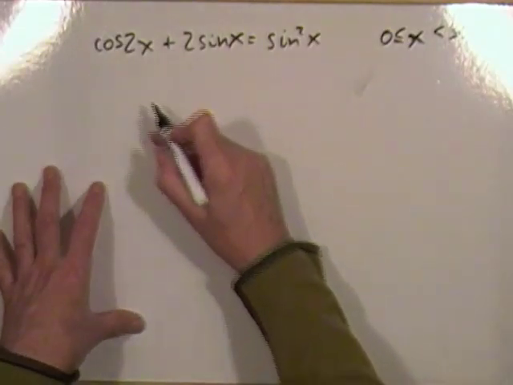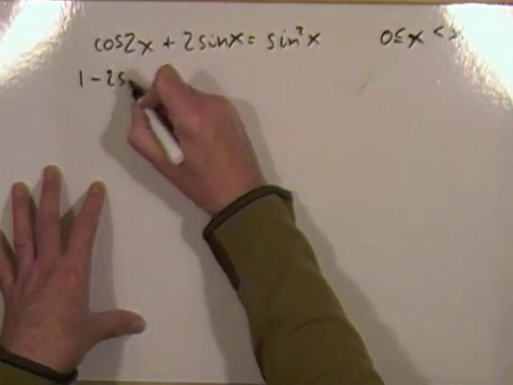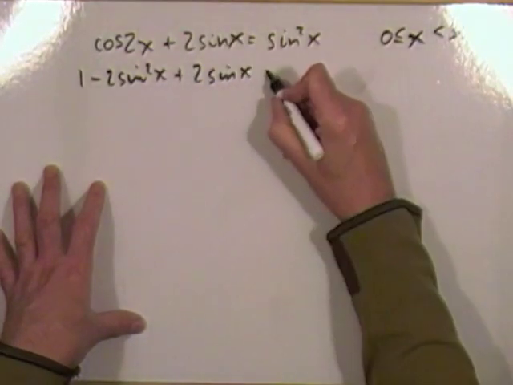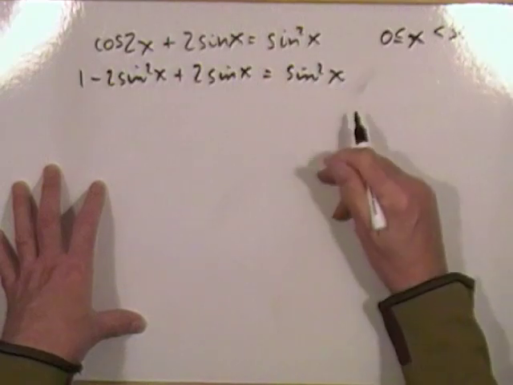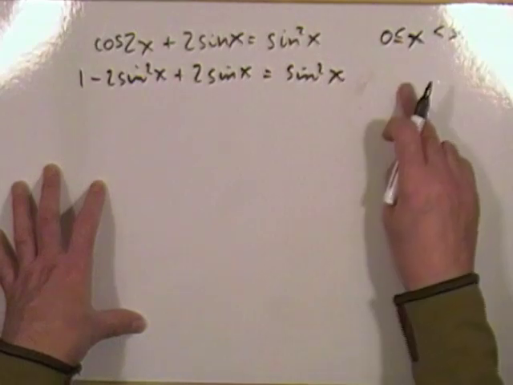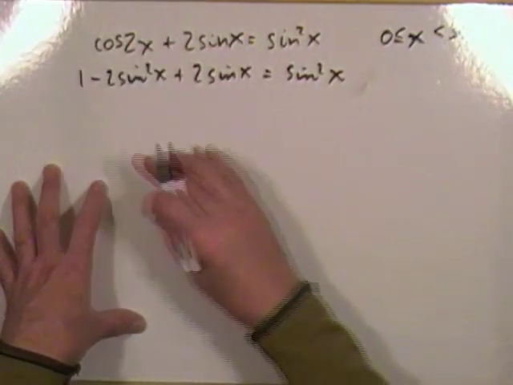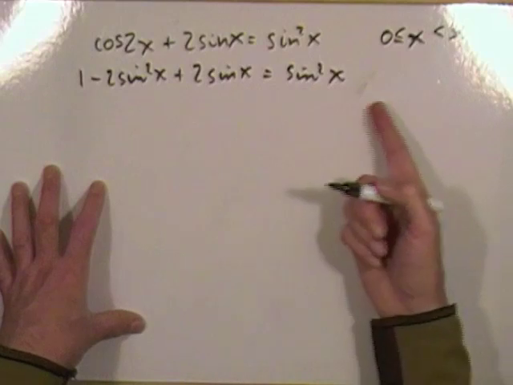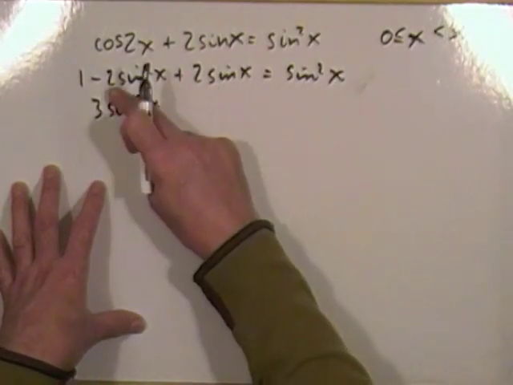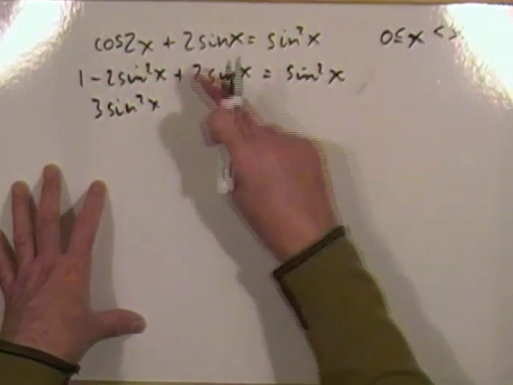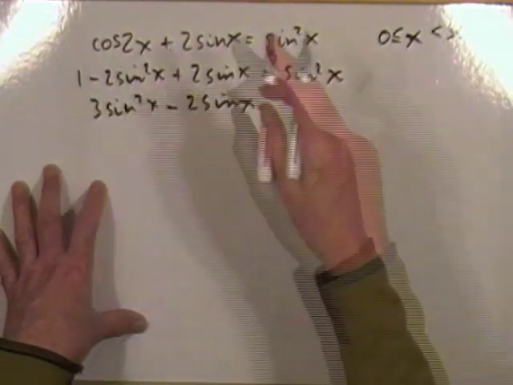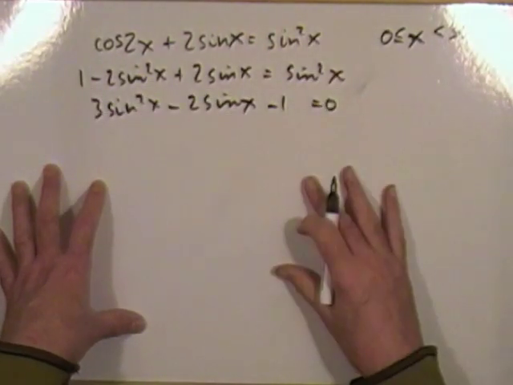So instead of cos 2x, I'm going to write 1 minus 2 sine squared x plus the 2 sine x equals sine squared x. And then I think I'll just write that all the other way around. Take it all over to this side rather than have negatives. Have that if you like, and then flip all the signs over. So bringing that over, I would have, by writing it on this side, 3 sine squared x, because the minus 2 comes over as plus 2, minus the 2 sine x, and then minus the 1, equals 0.